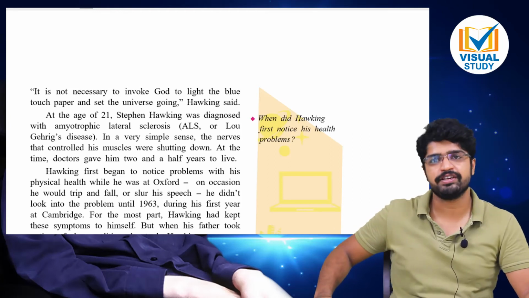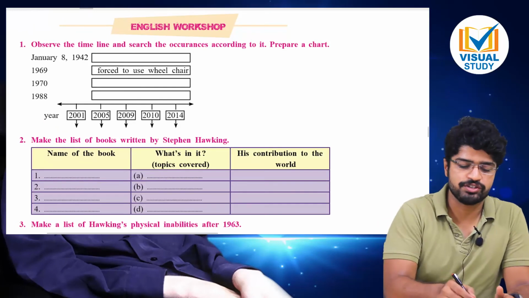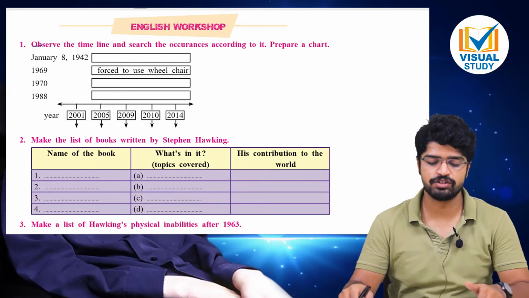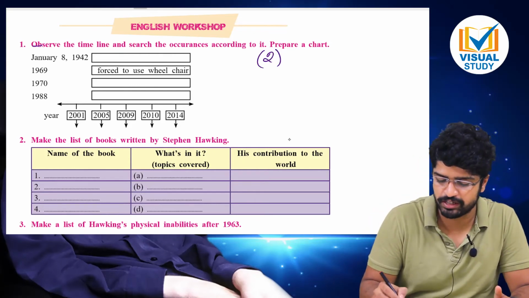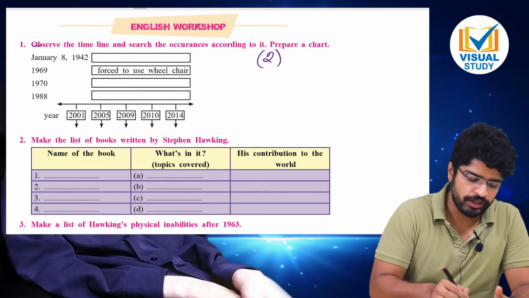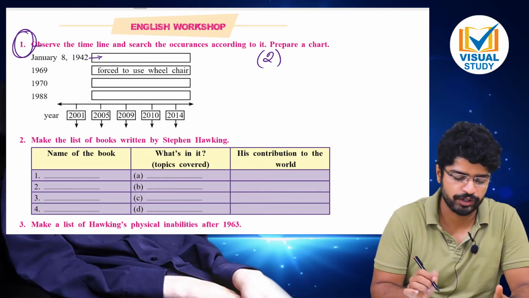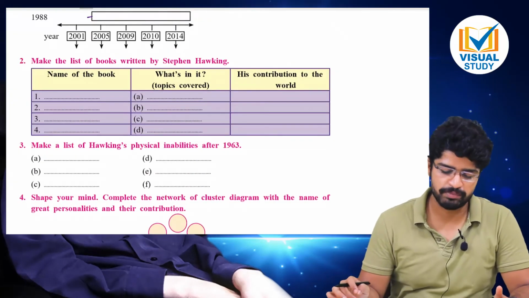Okay, everybody. So let us get back to the activity-based questions, dear students. First one, observe the timeline and search the occurrences according to it. Prepare a chart. So my dear students, this question again for 2 marks for sure. You can observe it very clearly. 8th of Jan 1942, what happened? 69, 70, 88. Okay, make the list of books written by Stephen Hawking.